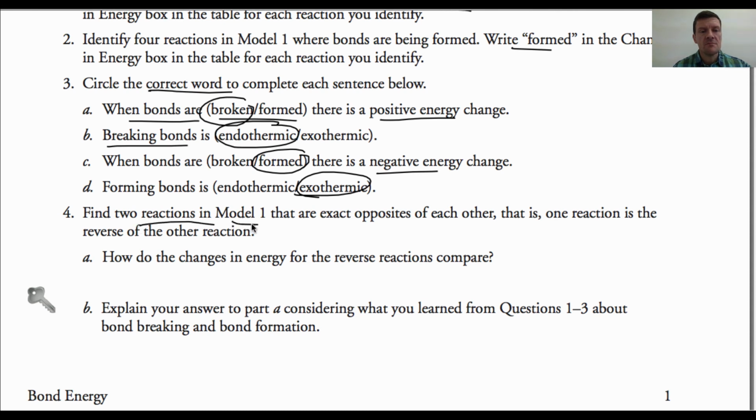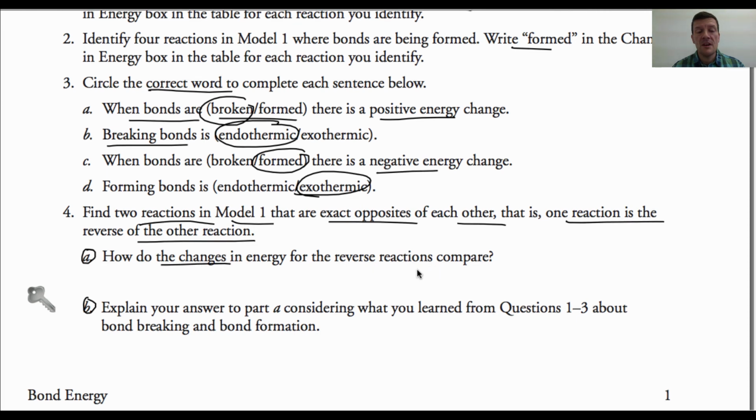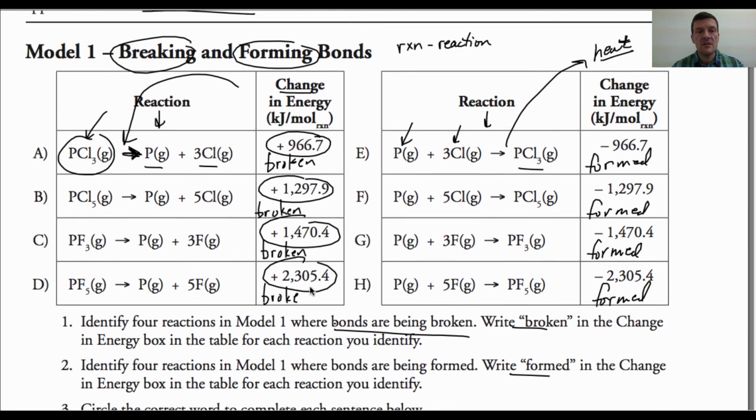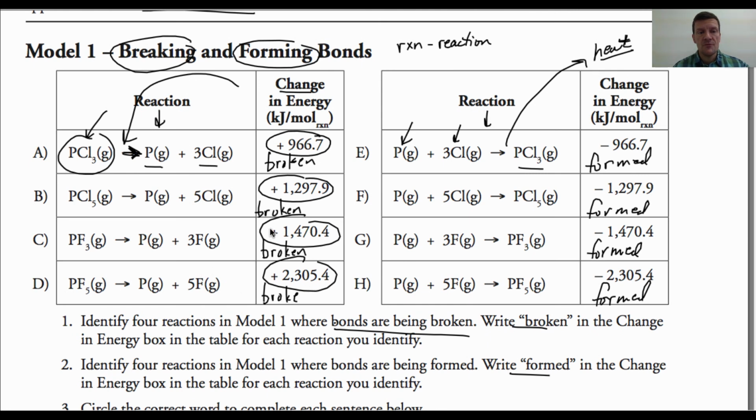Find two reactions in Model 1 that are exact opposites of each other. That is, one reaction is the reverse of the other. And we're going to say down here, how do those changes in energy for the reverse reactions compare? And we're going to explain that as we talk about breaking of bonds and bond formation. So the idea here is, let's see if we can find two that are basically just the flip of each other. And it looks like A and E.